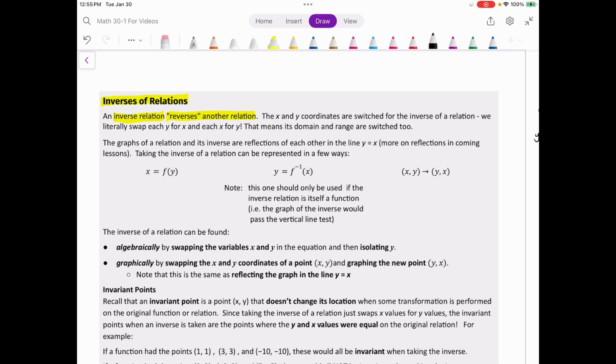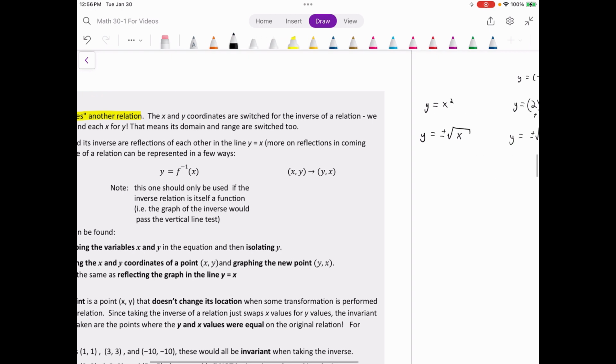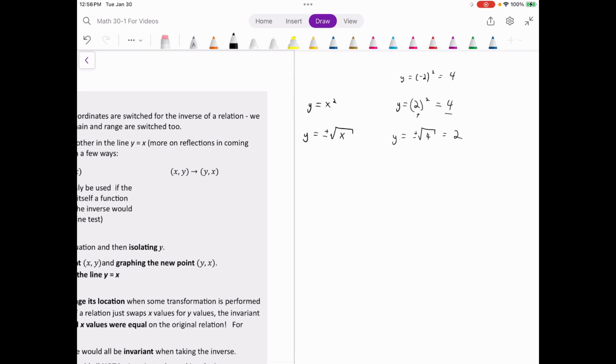So big picture, that's what the inverse of a relation or the inverse of a function can do. That's why we call it the inverse. It undoes another function, right? An inverse relation puts another relation into reverse. We took y equals x squared, that squared 2 into 4. Its inverse relation took that 4 and unsquared it back into 2, okay?